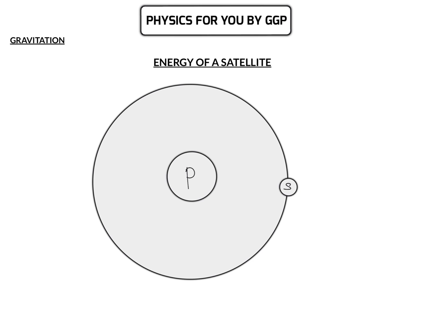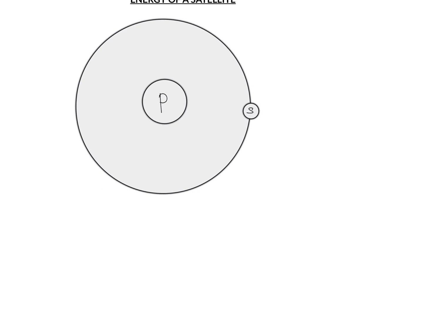So in the next part, we'll discuss the energy of a satellite. Energy of a satellite means we are going to find the value of the total energy of a satellite, which is nothing but the sum of its kinetic energy plus potential energy. So total energy is the sum of its kinetic energy plus potential energy.